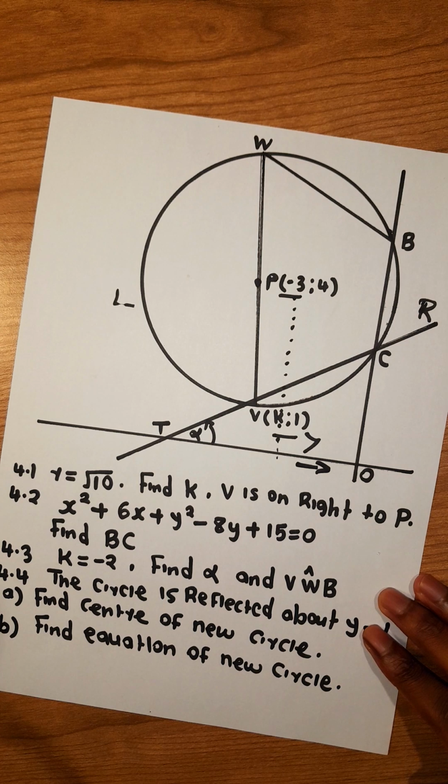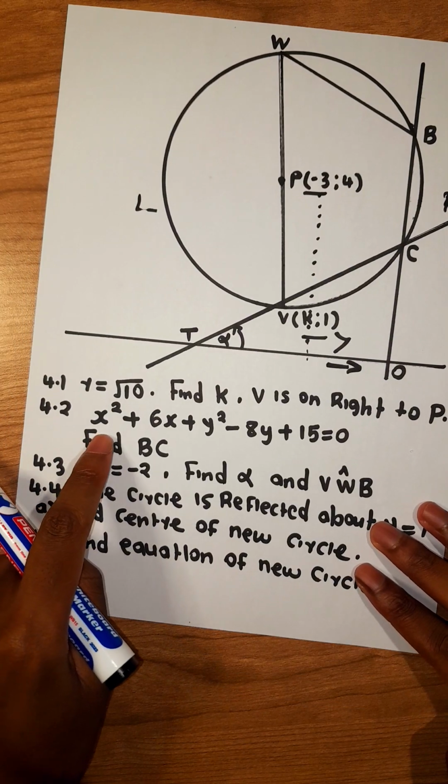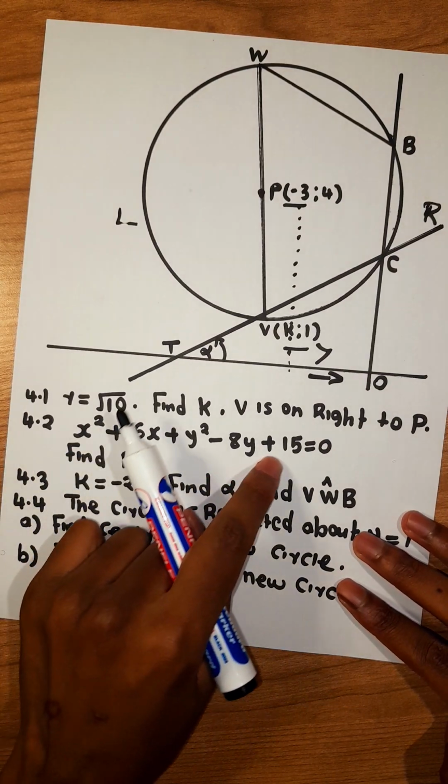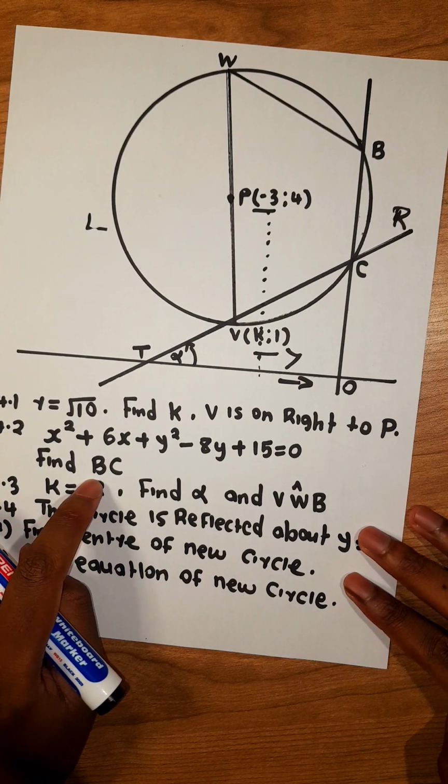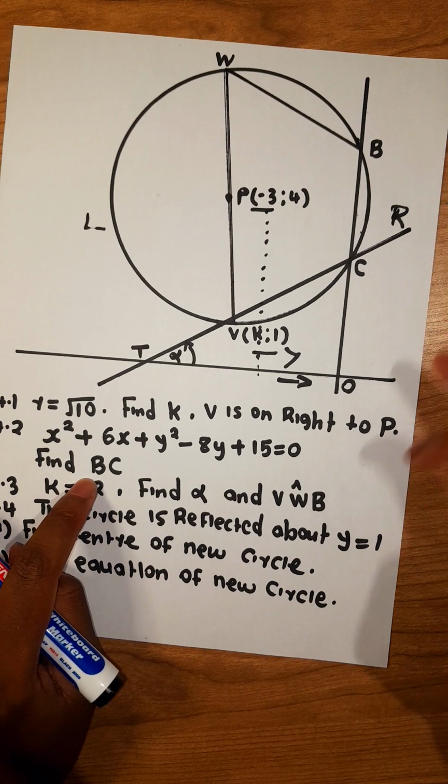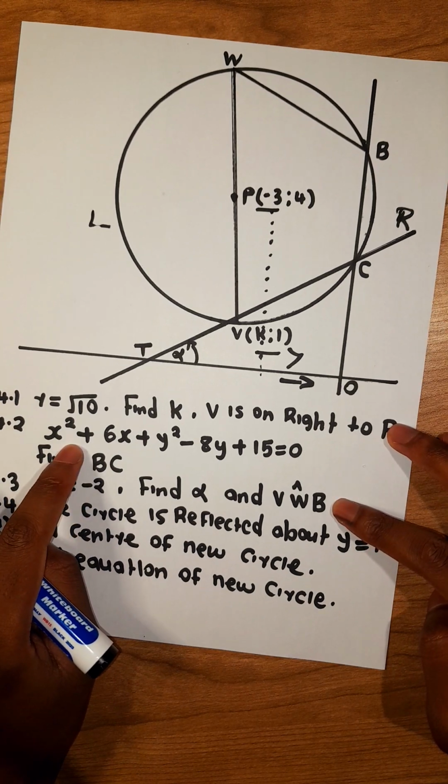Okay, let's look at this question. We are given the equation of the circle in this form, and they want us to find B and C. Oh, they just want us to find the distance BC, but we are given the equation of the circle.